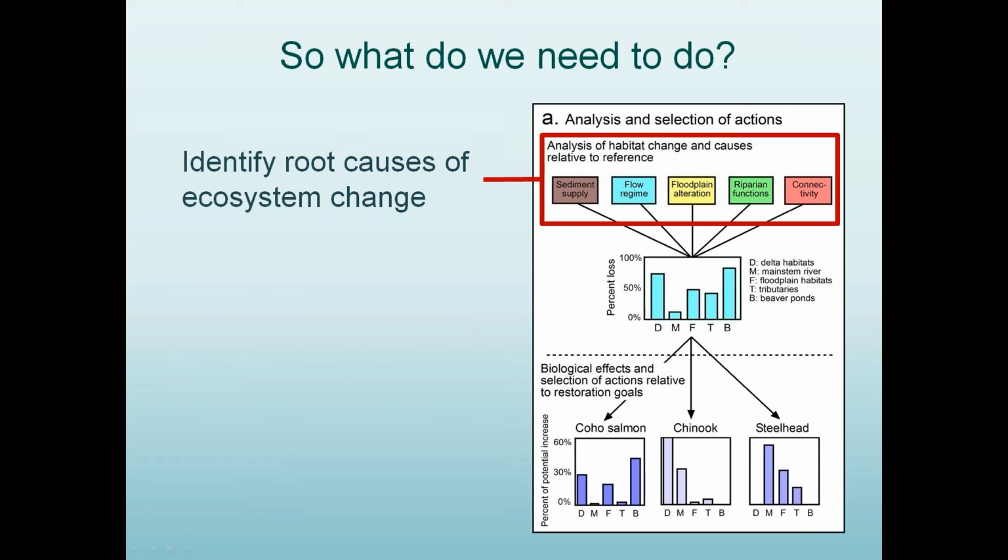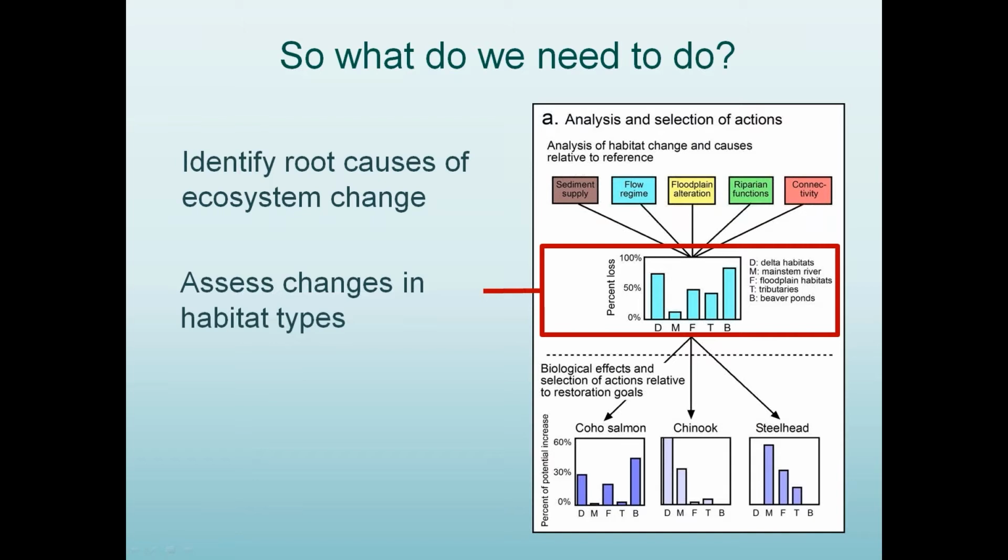So what do we need to do that? We need to identify the root causes of ecosystem change. So we typically work with at least these 5 key factors: sediment supply, flow regime, floodplain, riparian, and connectivity between habitats. So you can add other ones to this as well, but most of the functions that we're interested in fall into one of these 5 categories. And then once we've done that, we need to assess the changes in habitat type. So we do an inventory of the current habitat that's out there, both amount and condition, and then we do an estimate of what was out there historically as well.